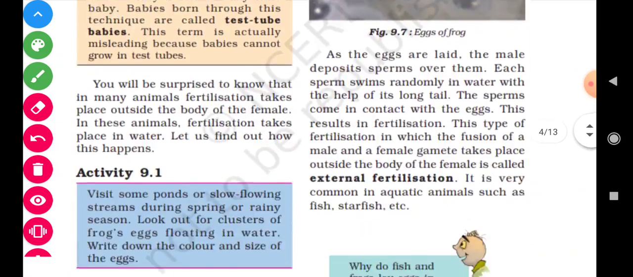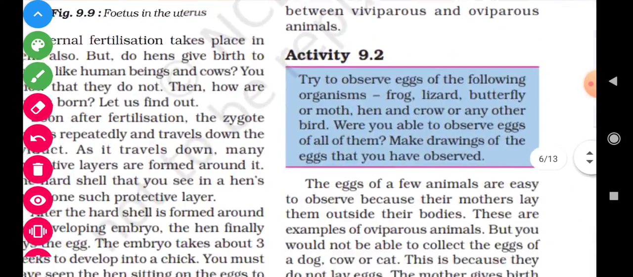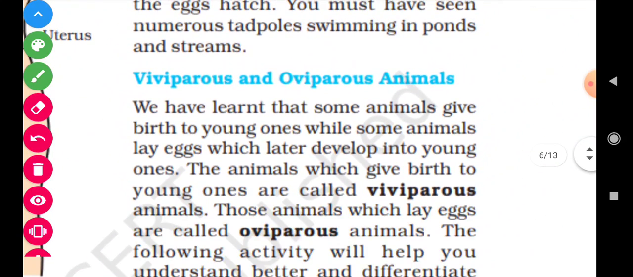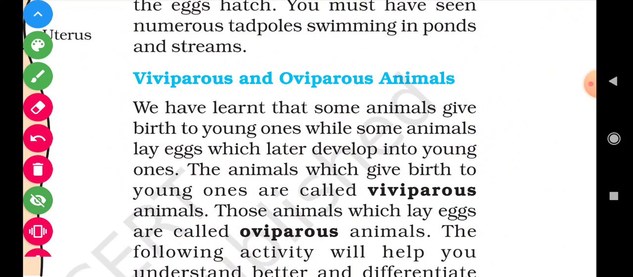So today we are going to discuss two types of animals, viviparous animals and oviparous animals. We have learned that some animals give birth to young ones while some animals lay eggs which later develop into young ones. Means students, the first type of animals, viviparous animals, directly give birth to the young ones, while the other type of animals are called oviparous animals, which do not give birth to the young ones but lay eggs. For example, hens.